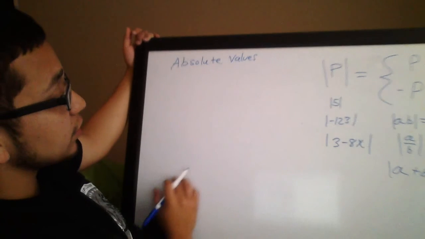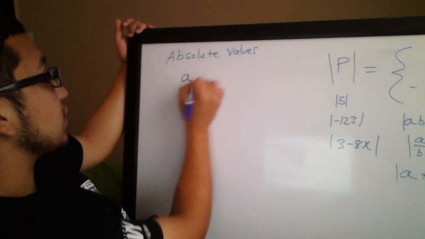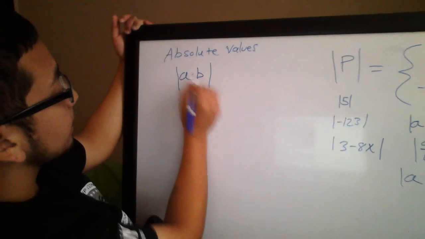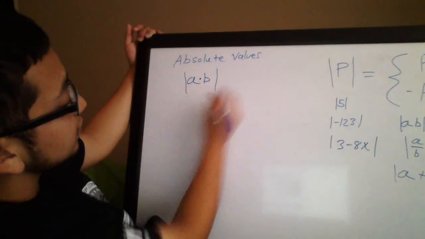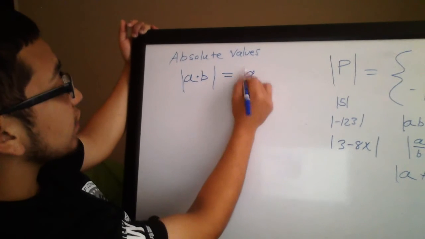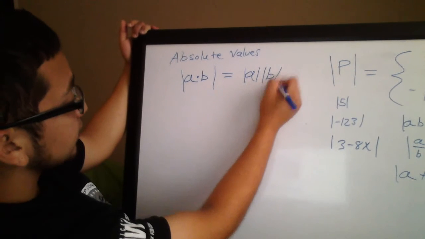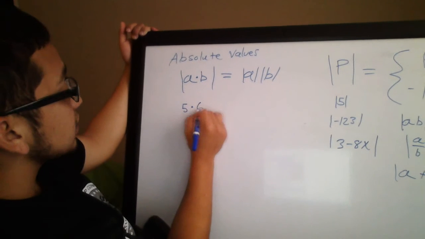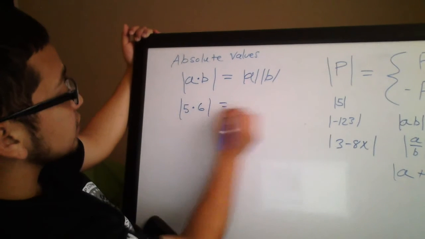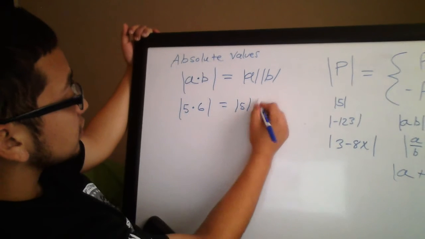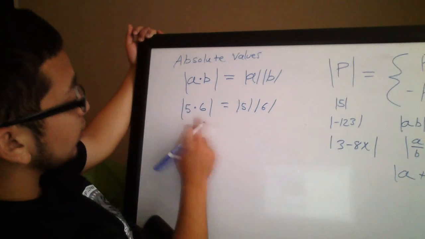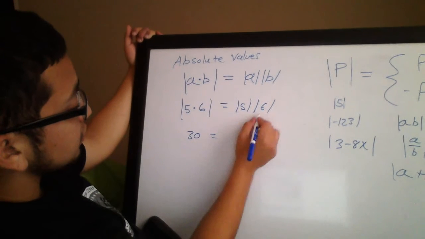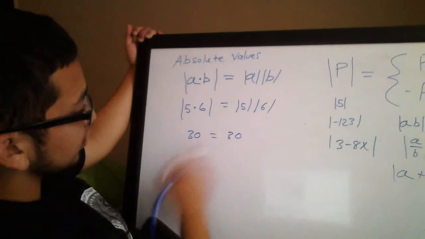Alright, so the next thing is we just have a little bit of properties of absolute value. So you have the absolute value of a times b is equal to the absolute value of a times the absolute value of b. So all this is saying is, for example, the absolute value of 5 times 6 is equal to the absolute value of 5 times the absolute value of 6. So both of these answers are going to give you 30. And this one gives you 30. So 30 equals 30, so it's true.